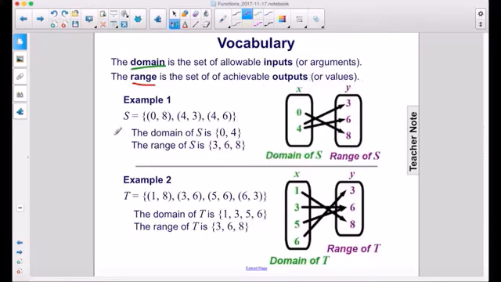So in this example, with the set S, we have the 3 ordered pairs, and we have our map that shows which X values go to which Y values. And in this case, the domain would be all of the X values, and the range is all of the Y values. So here, the domain of S is 0 and 4, those 2 values, and the range is 3, 6, and 8. In our second example, we had 4 ordered pairs in T. The domain is the X values, and the range is the Y values.